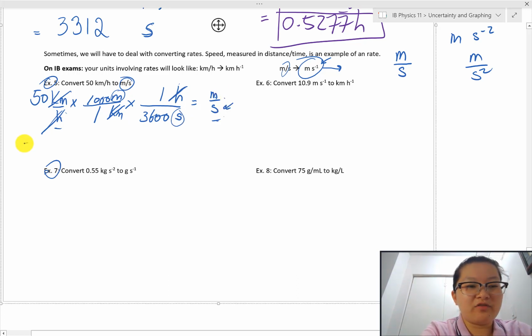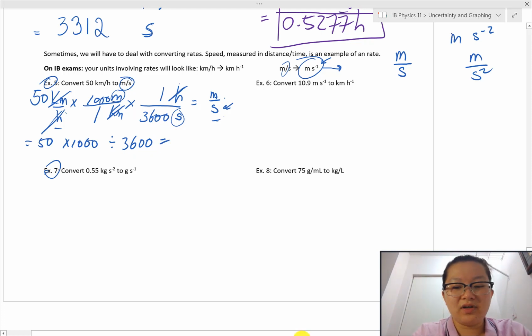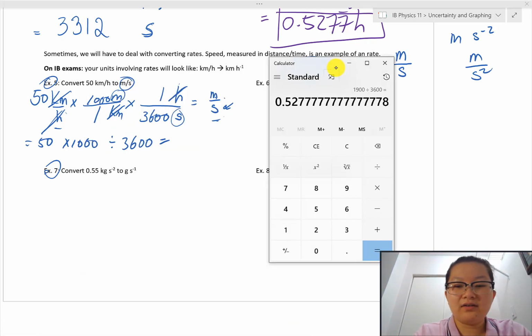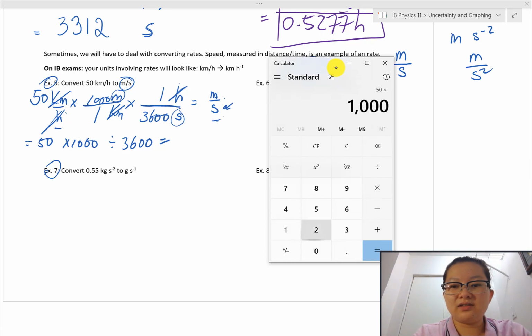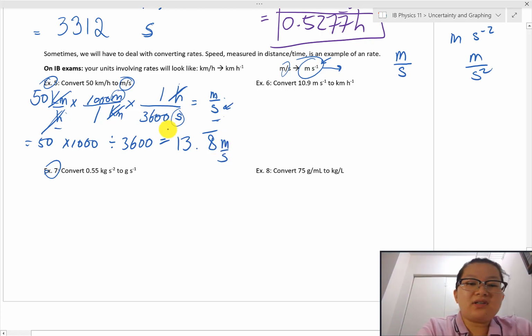What does that look like in terms of math? This is 50 times 1,000, and times 1 over 3,600 is the same as dividing by 3,600. Put that into our calculator: 50 times 1,000, do that first, divided by 3,600. I get 13.8888, and I'm just going to write that as a continuous number, in meters per second. All right, so that was our first example.